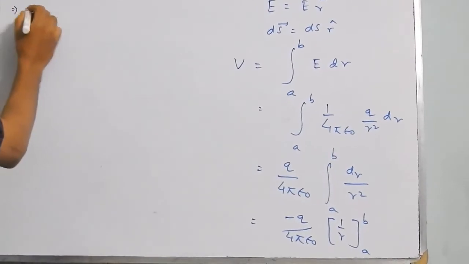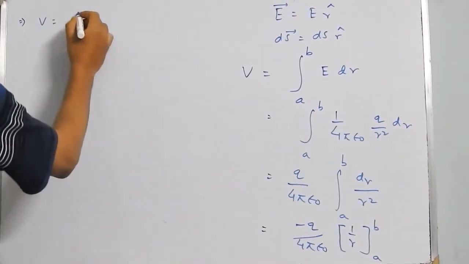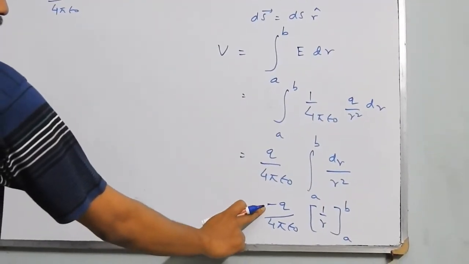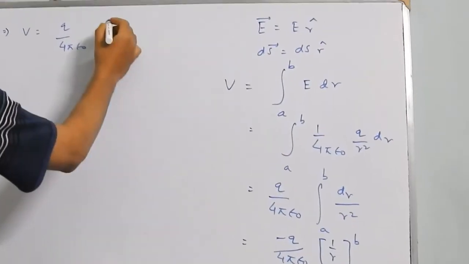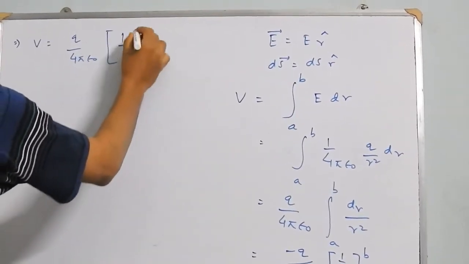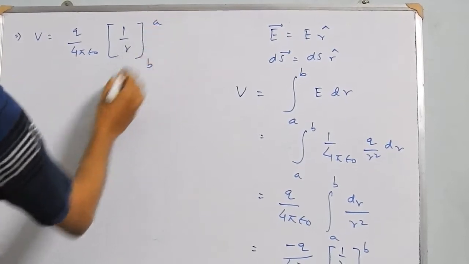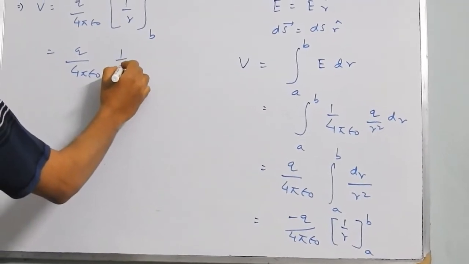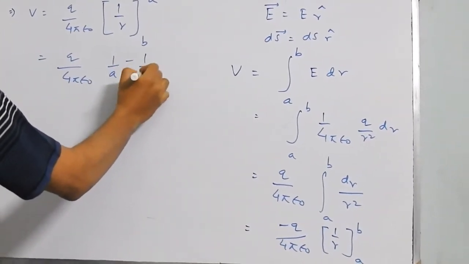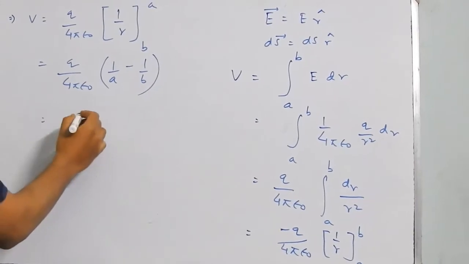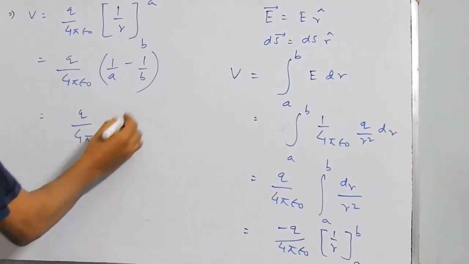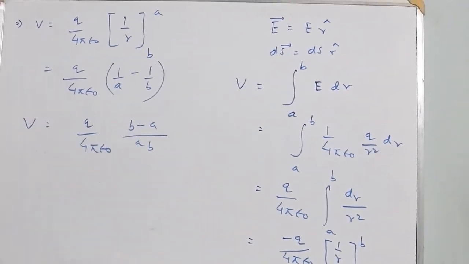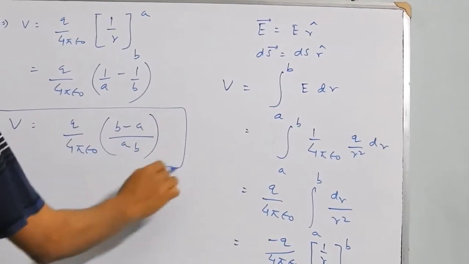So therefore V becomes q by 4 pi epsilon 0. I am changing the negative sign by changing the limits here. So it becomes 1 by r from b to a. So this becomes q by 4 pi epsilon 0 times 1 by a minus 1 by b, which is q by 4 pi epsilon 0 times b minus a by ab. So this is the potential difference between the plates of the capacitor.